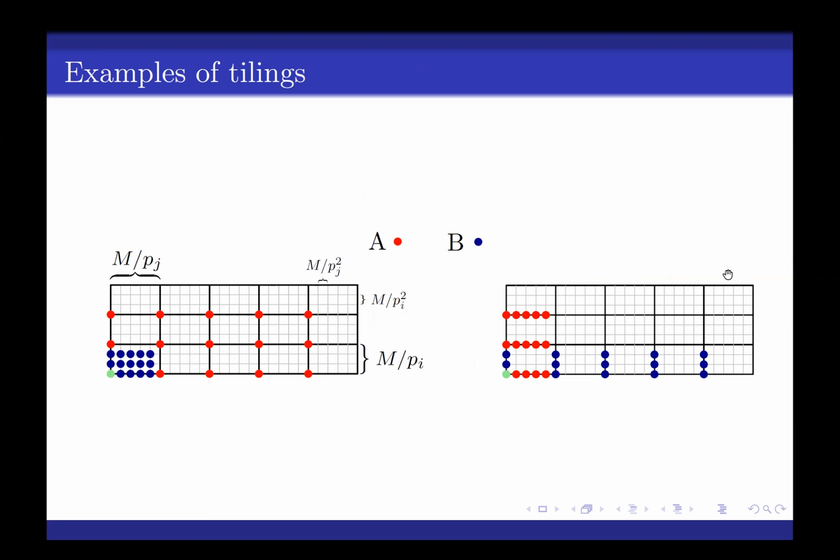In both pictures, we have the points, the elements of A denoted by red dots, the elements of B by the blue dots, and the green dot is the intersection of A and B. Again, we're looking at Z_m with m equals p_i squared p_j squared. And I would like to draw your attention to the fact that, again, these are highly ordered tiling sets. I hope that it's clear that in both examples, the sets that you see in front of you actually tile. If not, then I would be happy to explain.